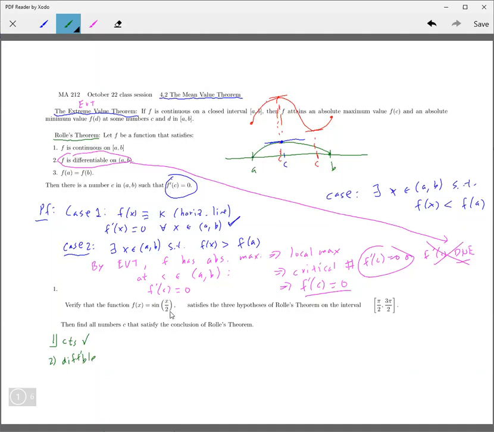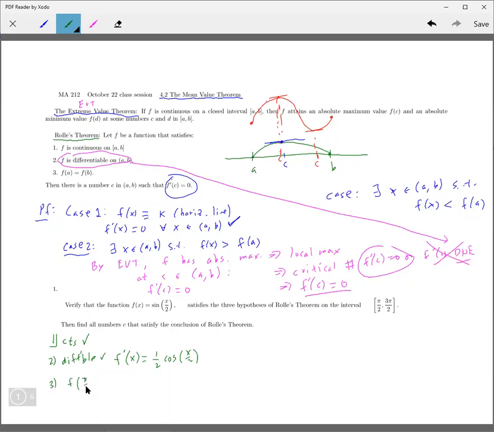Number 2, it's differentiable. We have cosine of x over 2. To show that something is differentiable, you don't necessarily have to find the derivative, but if you can find the derivative, then great. That's what the derivative is on this entire interval, everywhere. So that's differentiable.